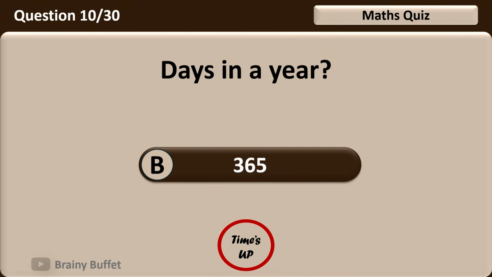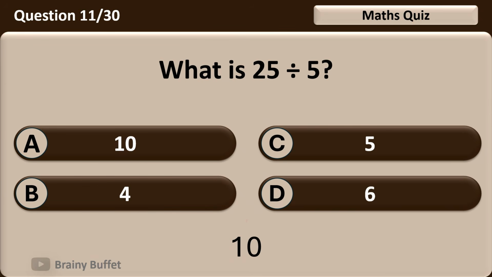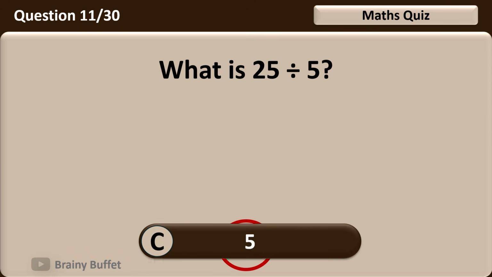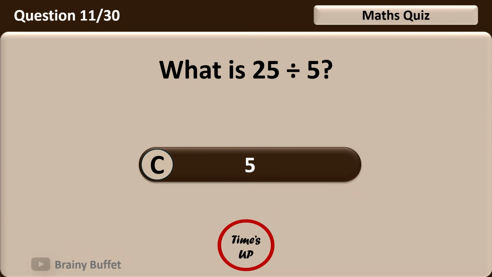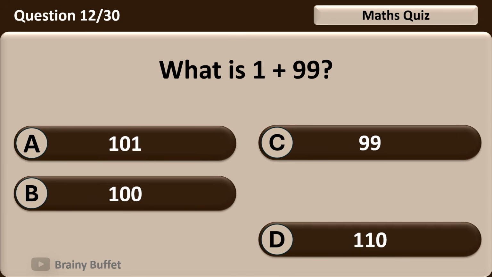The correct answer is option B, 365. Question 11. What is 25 divided by 5? The correct answer is option C, 5. Question 12. What is 1 plus 99?